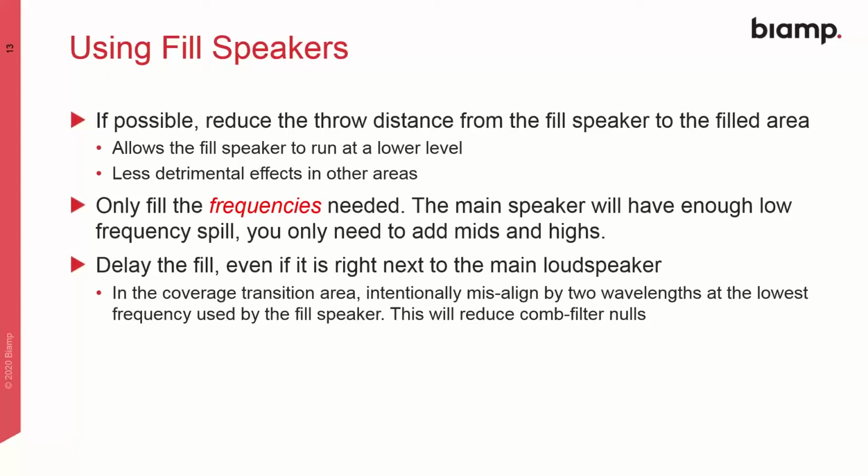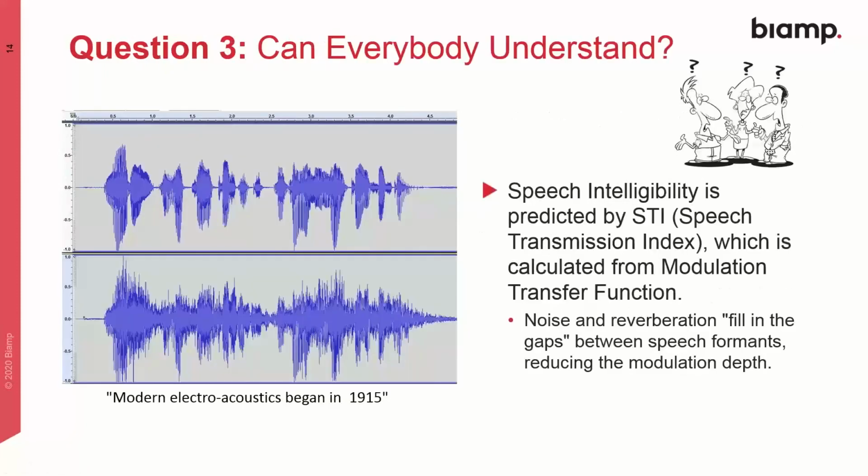Delay the fill speaker, even if it's right next to the main speaker. I could do a whole other webinar on this concept of alignment and misalignment. But basically, you'll want to intentionally misalign by a couple wavelengths so that you don't get the deep comb filter nulls. And that's something, if you have questions about that, you can ask me offline.